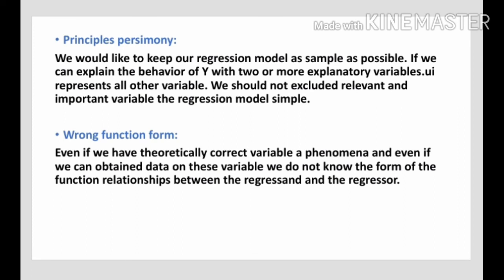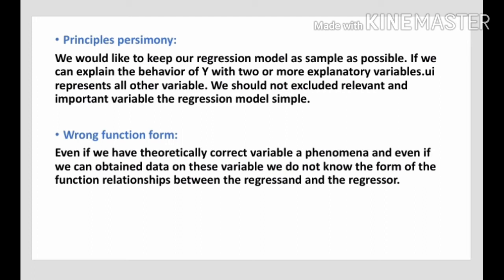Principle of parsimony. We would like to keep our regression model as simple as possible. If we can explain the behavior of y with two or more explanatory variables, ui represents all other variables. We should not exclude relevant and important variables from the regression model.